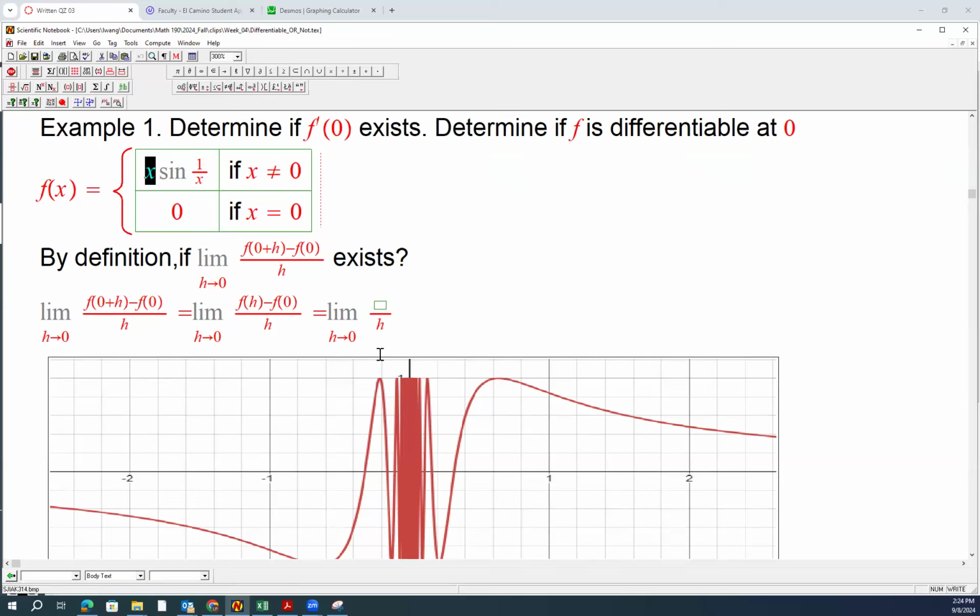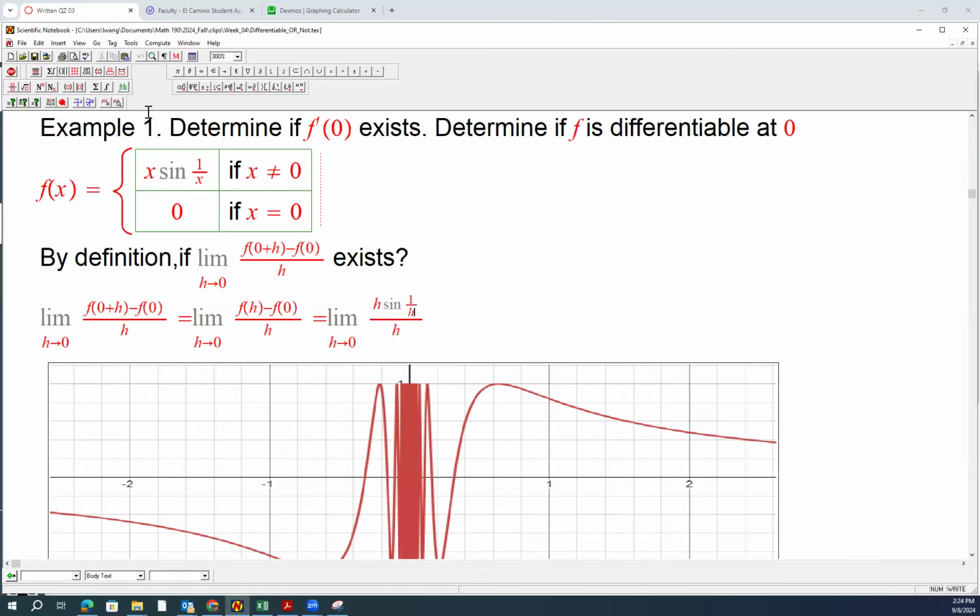Since h is approaching 0, not 0, right? We need to be aware of the domain. So this is going to be h sine 1 over h, minus 0, because f of 0 equals 0. Okay, now we simplify this function. The limit minus 0 can be omitted, and h can be reduced. So the limit is simplified to be that.